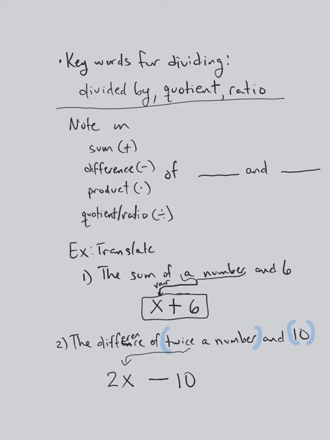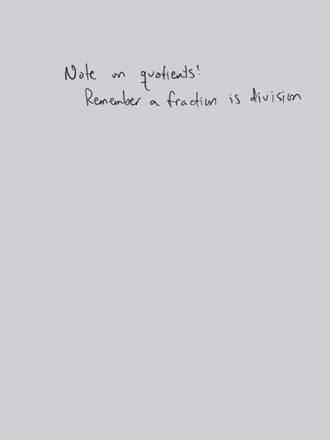Okay? So look out for those basic phrases, and they can be a little bit tricky to translate, but just identify which operation you're doing from that word. There will always be that word "of," and then the two things that you're performing the operation on are separated by that word "and." Okay, and another quick note about quotients, okay?